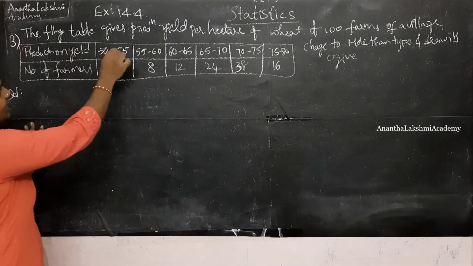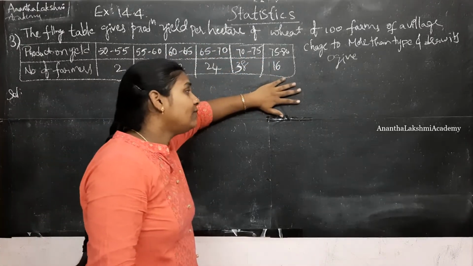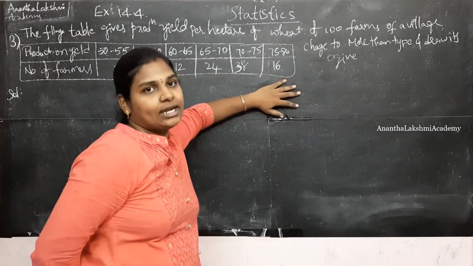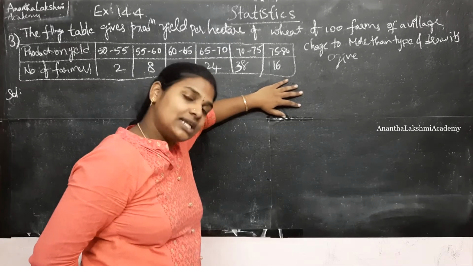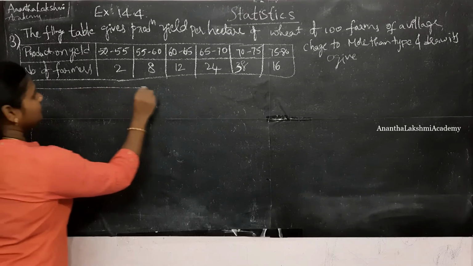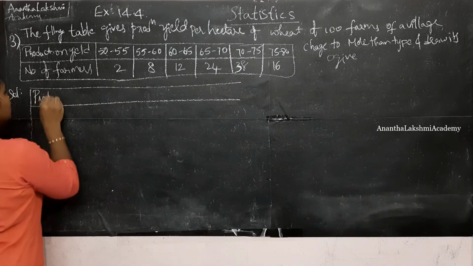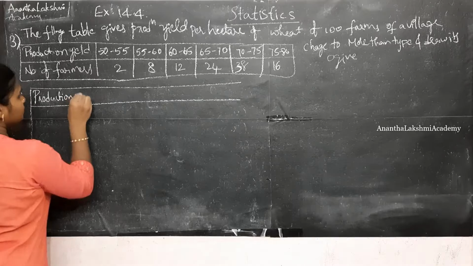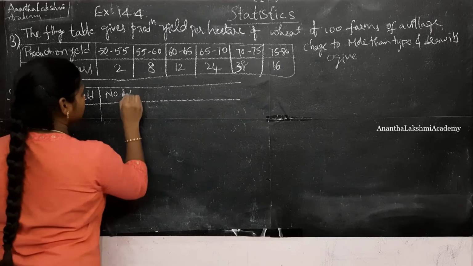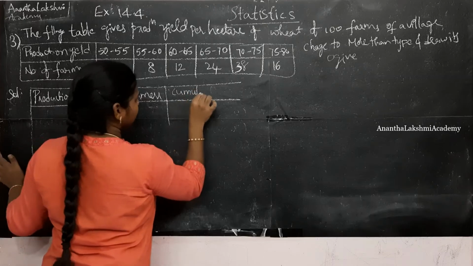So here the production is given as 50 to 55, 55 to 60, 60 to 65 and so on. Here we are to convert this to a more than type. When we are considering the more than type, I told you that we are going to consider the lower boundaries. So let me draw the box as production yield, number of farmers, and cumulative frequency.